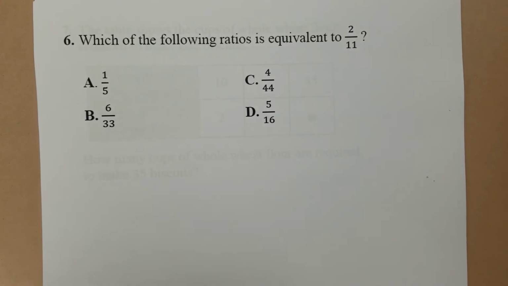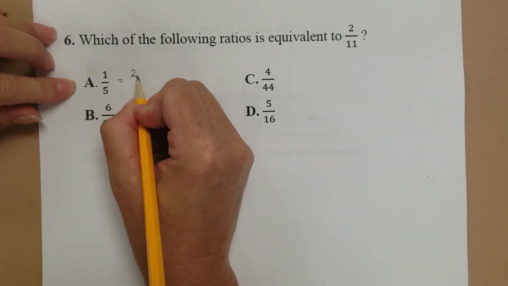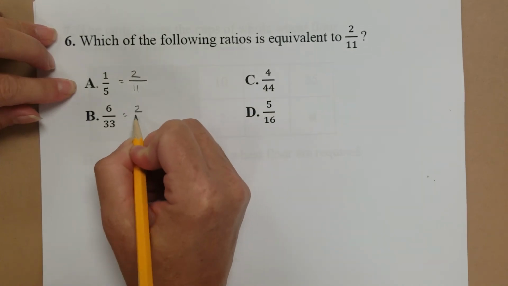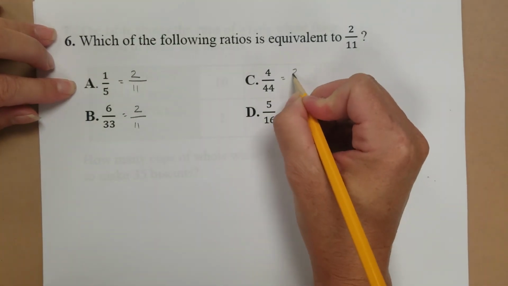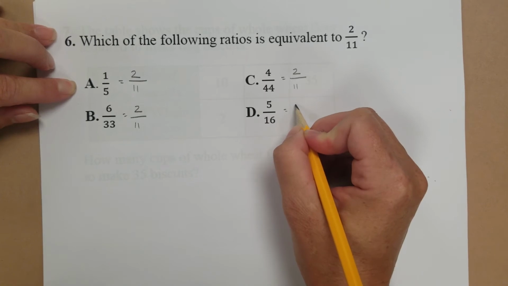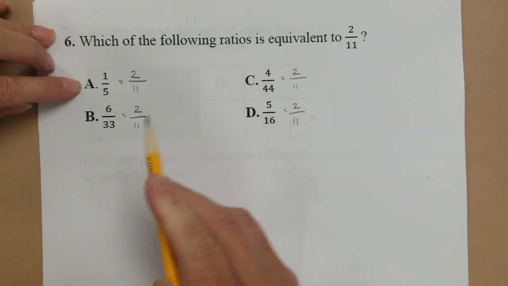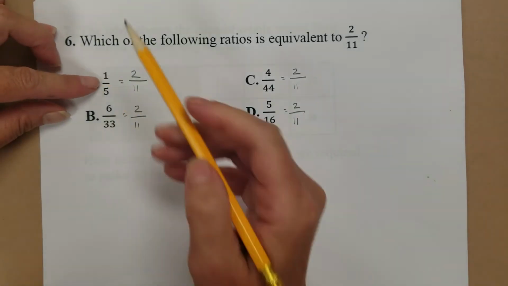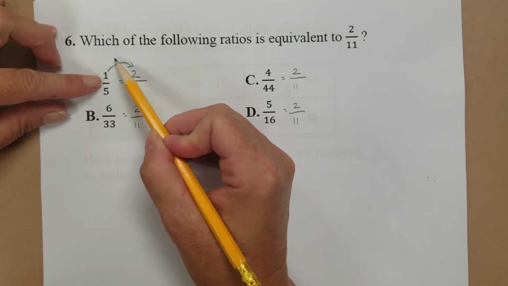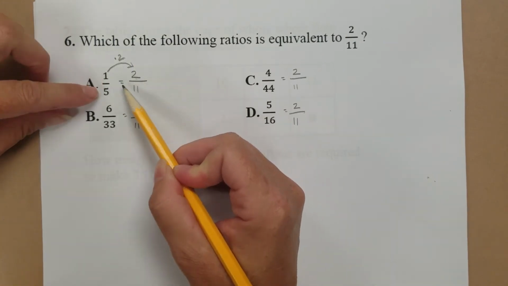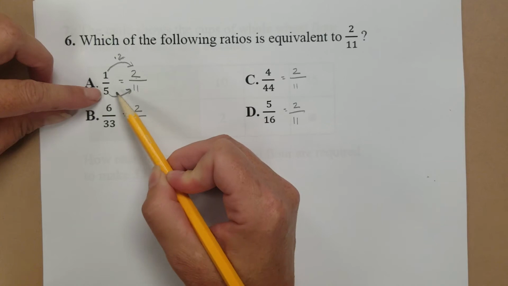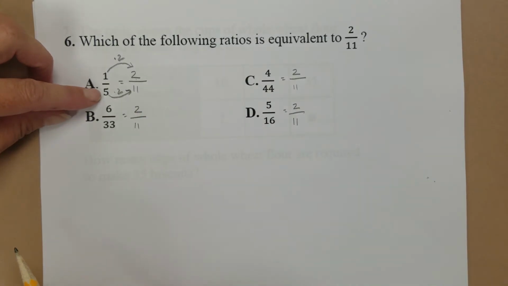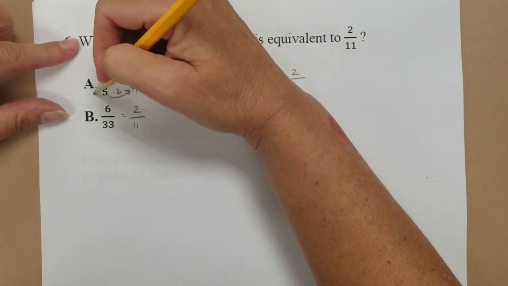Question 6. Which of the following ratios is equivalent to 2/11ths? So what we can do is we can write 2/11ths next to each one of these and see if they are equivalent fractions. So let's take our first one. 1 times 2 is 2. Is 5 times 2 11? No. So A is not correct.